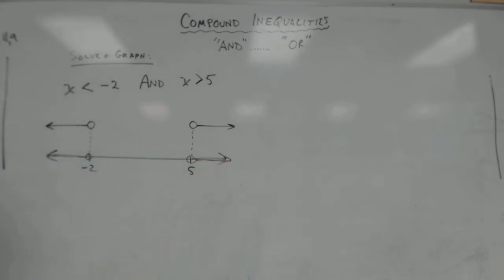Okay, beautiful. All right, what's my solution? X is either anything less than -2, or x could be anything greater than 5. Did you just hear what he said? He said the word or. What is the word in this problem? And. All right, so what were you going to say? So what's the answer?